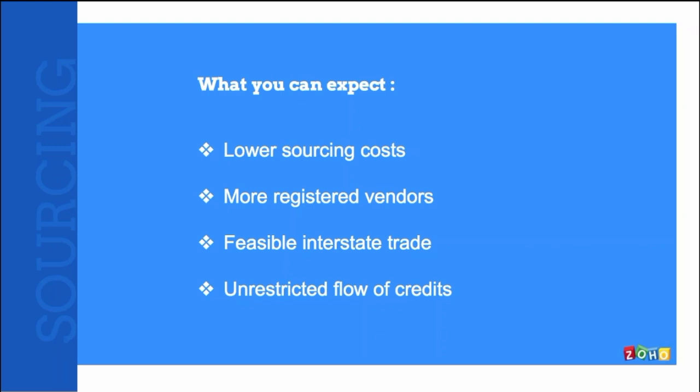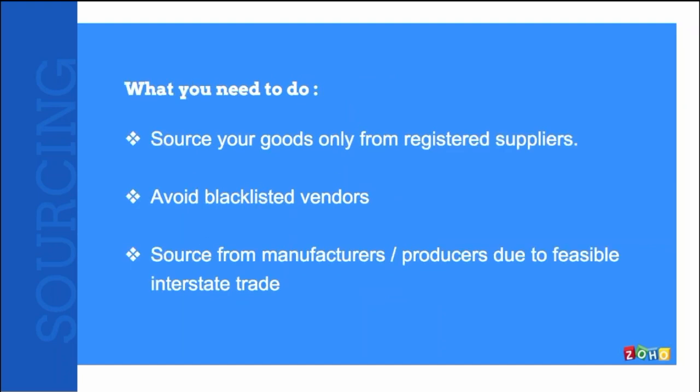And then you have more feasible interstate trade, and we know why. Due to the unrestricted flow of credits, it's easier to just pick your vendor and do business the way you like. Now, what do you need to do? So we know what we can expect. We have to now see what we are required to do when it comes to sourcing.